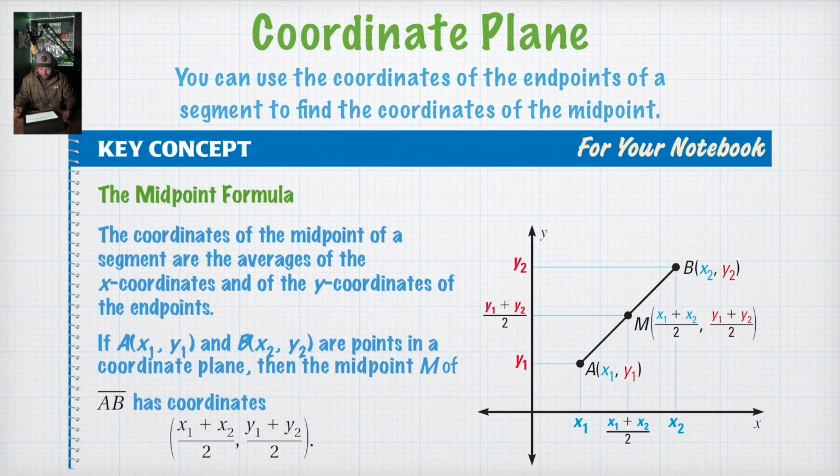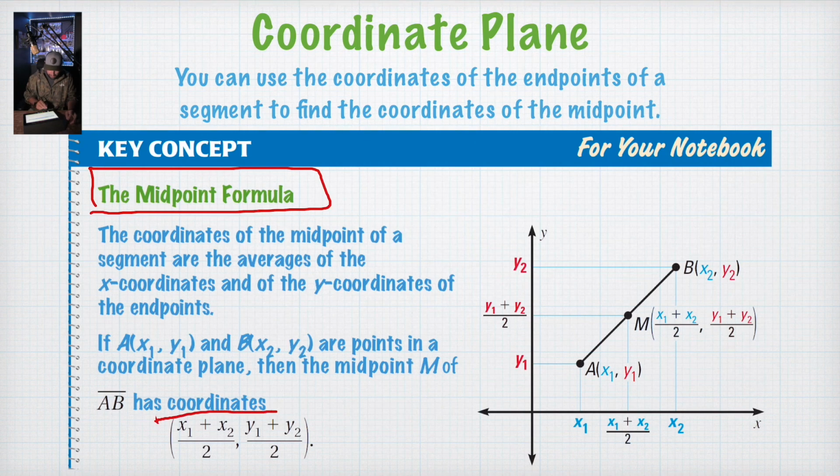Let's carry on. Coordinate plane. So here we're going to learn how to find the midpoint in a coordinate plane. You can use the coordinates of the endpoints of a segment to find the coordinates of the midpoint. If I were taking notes right now, I would write the midpoint formula, and then I would write this down here. All the rest of this is just jibber jabber, but I'm going to read it to you anyways because I like jibber jabber. The coordinates of the midpoint of a segment are the averages of the x-coordinates and the y-coordinates of the endpoints.